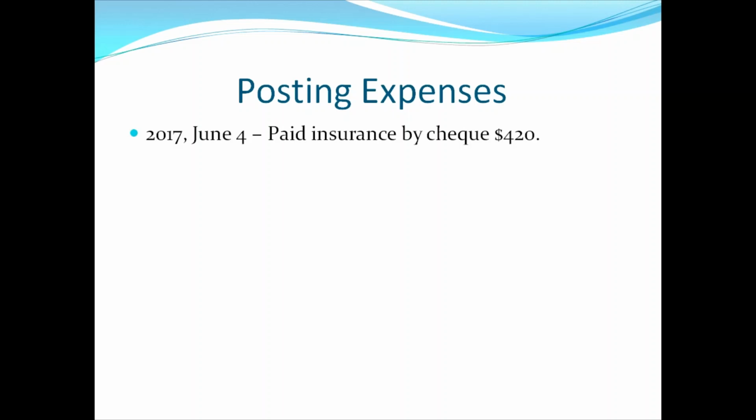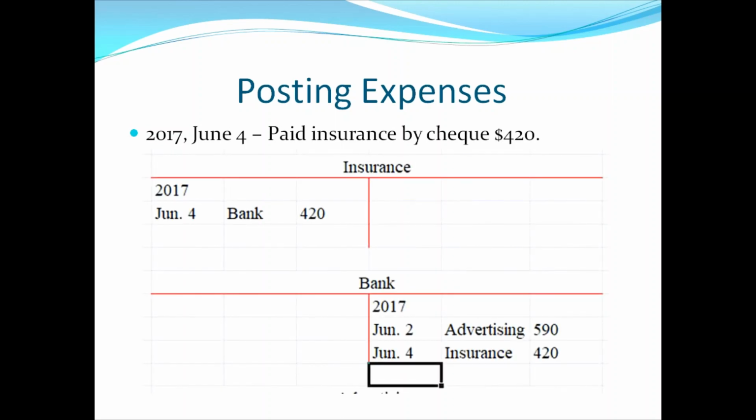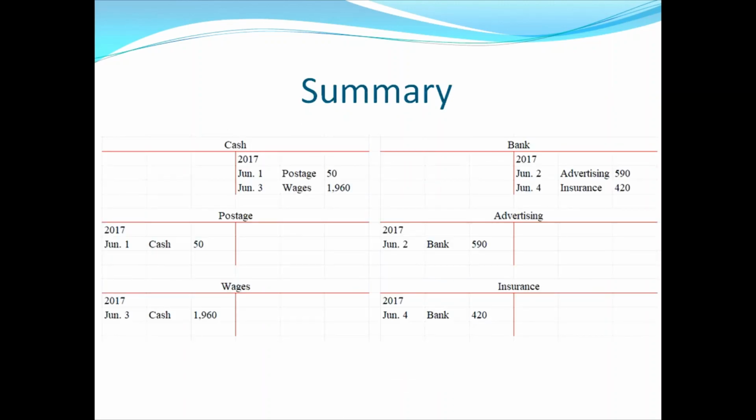June 4th, paid insurance by check, $420. Our bank account is decreasing, so we need to credit the bank and debit the expense. So this is a summary of how the 4 transactions I just showed you should look like.